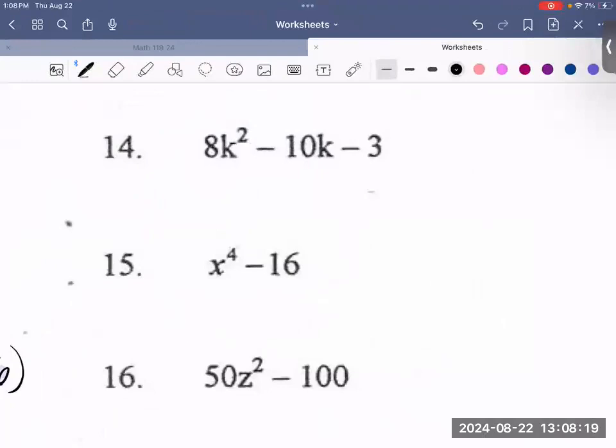So 14 is slightly different from what we have been doing. The reason is that after you check for a GCF, which unfortunately there is none, we are now looking at a leading coefficient other than 1. So this is going to make it quote unquote complex factoring, meaning we just have a few extra steps than what we've done before.